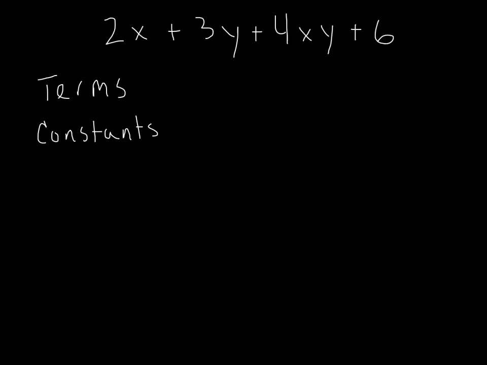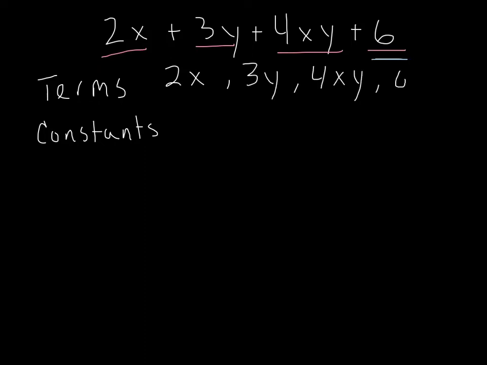Alright, so let's take a look at this problem here and break it down into its terms and constants. If you look at its terms in this one, you have 2x, 3y, 4xy, and then you have 6. And if you look at the constants, the constant one here is your 6. So let's go ahead and write those down here. So our terms are 2x, 3y, 4xy, and 6. In our constants, the only one there is 6 because it does not have a variable.